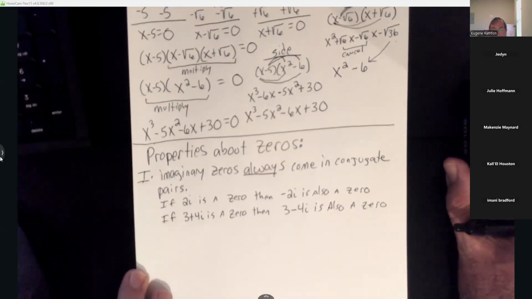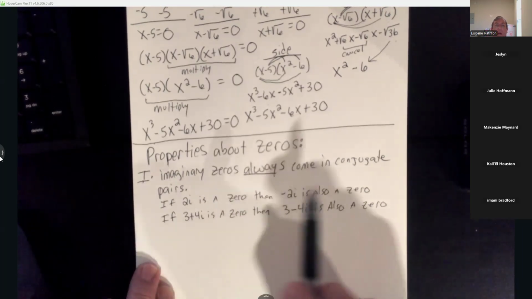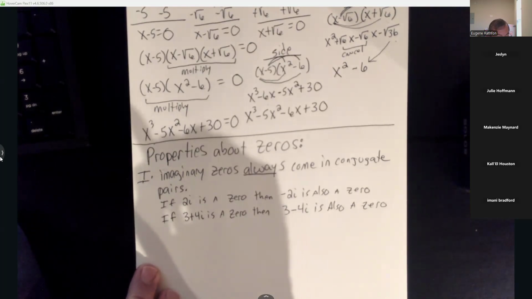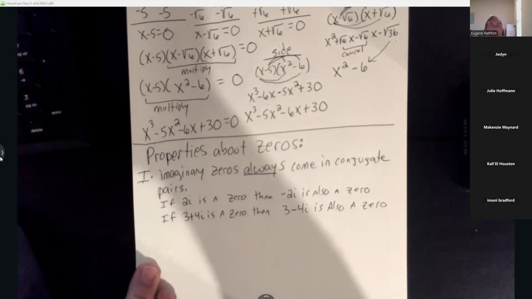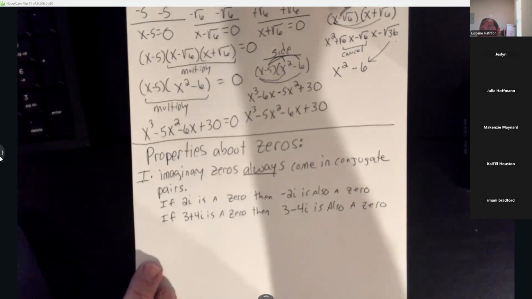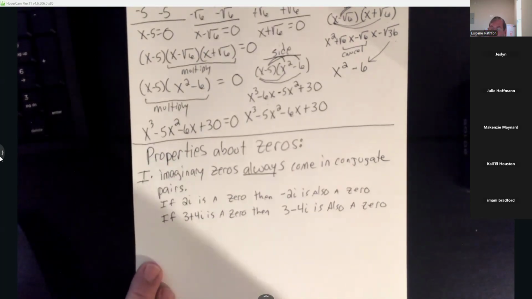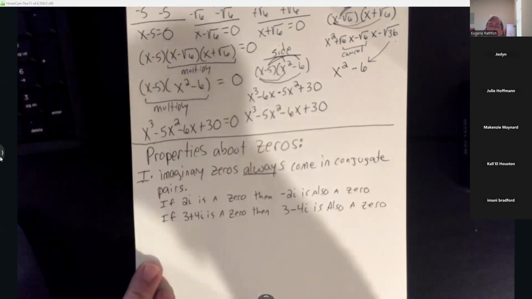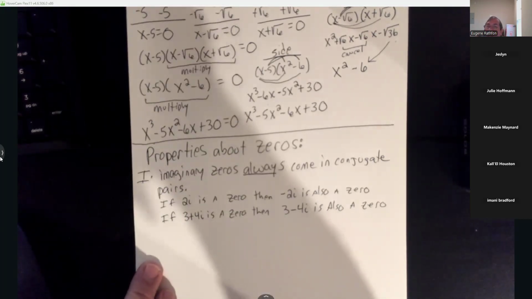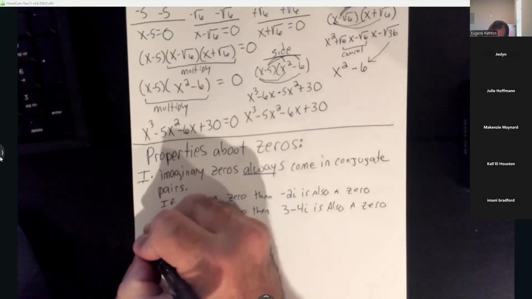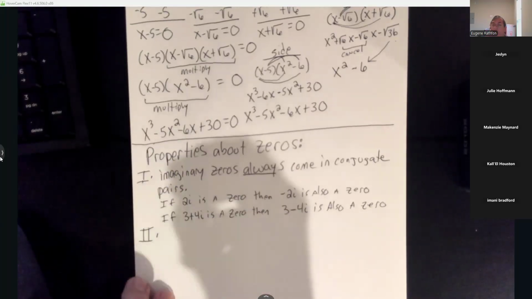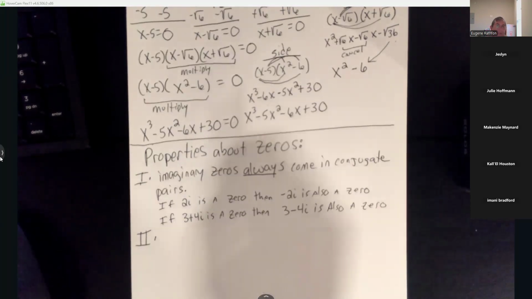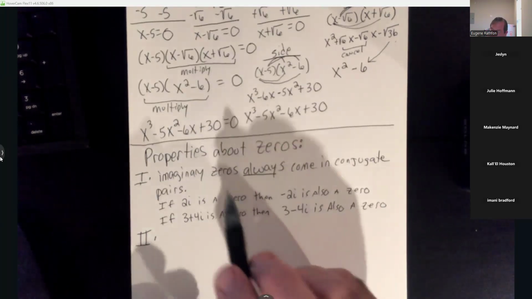All right. That's on imaginary. That's why when I did the one a while ago with the 6i, negative 6i was also a 0, because they're always in conjugate pairs. These imaginary ones, remember, come from those square roots you try to take of negative numbers. And remember, square roots always had a plus or minus in front of them, okay? So that deals with imaginary zeros.